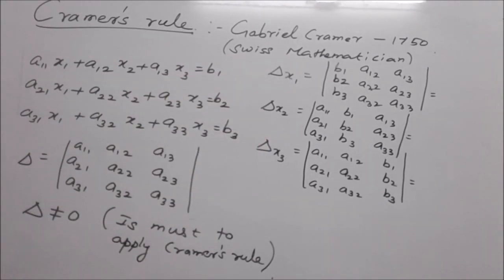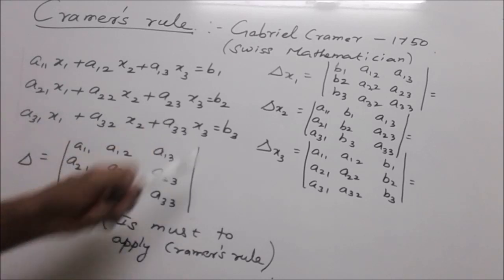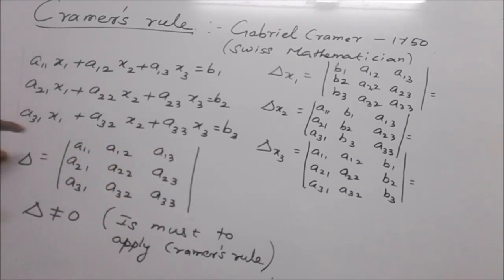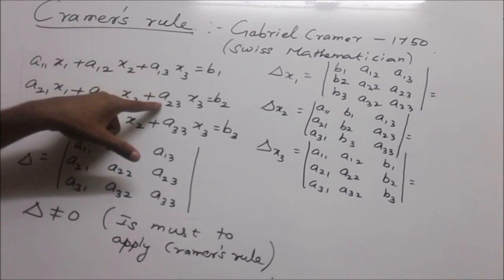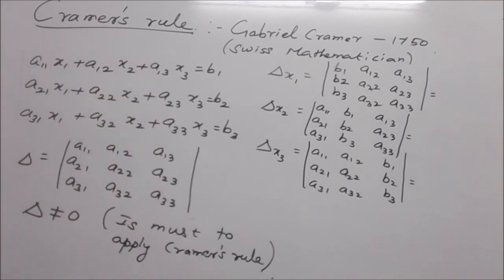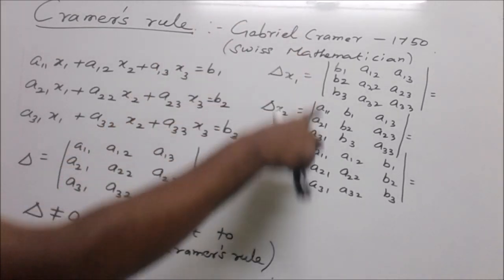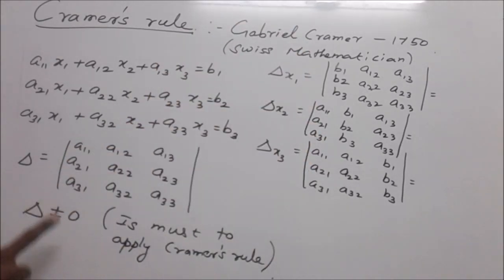Now first we should find the determinant of the coefficient matrix: a11, a21, a31, then a12, a22, a32, a13, a23, a33. Find the value; let it be delta. If delta is non-zero, we can proceed further. If it is equal to 0, it is impossible. So Cramer's rule is applicable only when delta is not equal to 0.